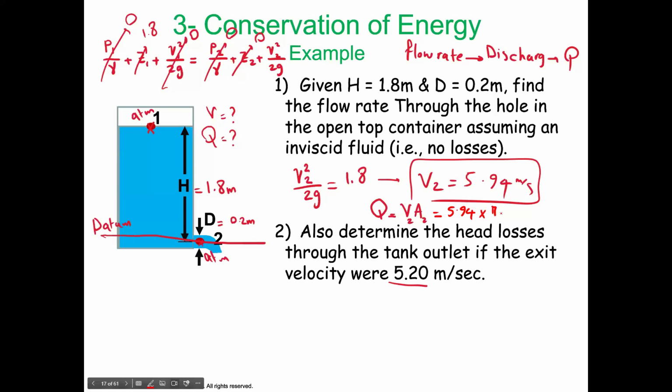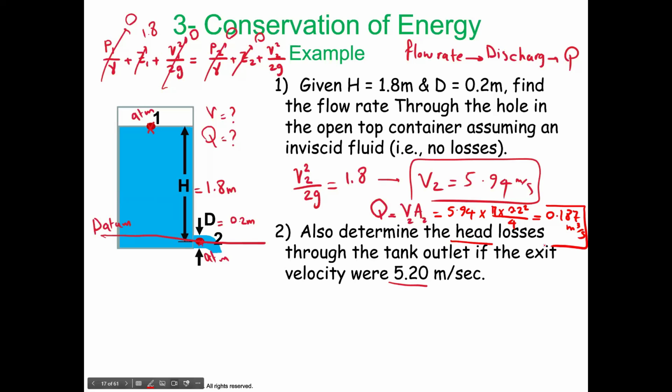5.94 multiplied by pi. What about D? D is 0.2 squared over 4. The answer is in cubic meter per second. Whenever you forget the unit of discharge, you should say discharge is volume per time, the one that you experience in the lab. Volume per time, that's the discharge. So cubic meter per second, cubic meter per minute.